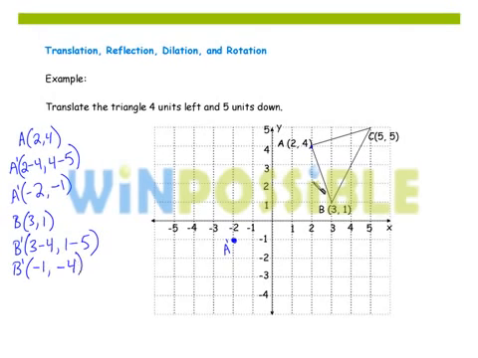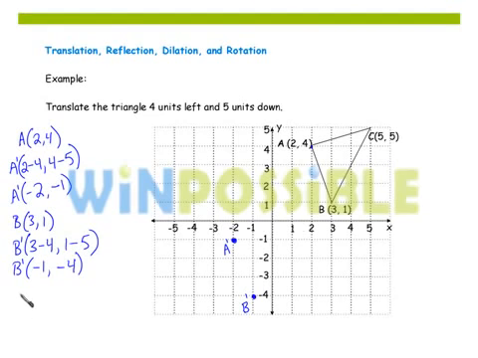Or, of course, we can just count again. 4 units left, 1, 2, 3, 4, gives me the -1. And 5 units down, 1, 2, 3, 4, 5, brings me to -4, which we already calculated. And for C, 4 units left, 1, 2, 3, 4, and 5 units down, 1, 2, 3, 4, 5, should bring me to (1, 0).